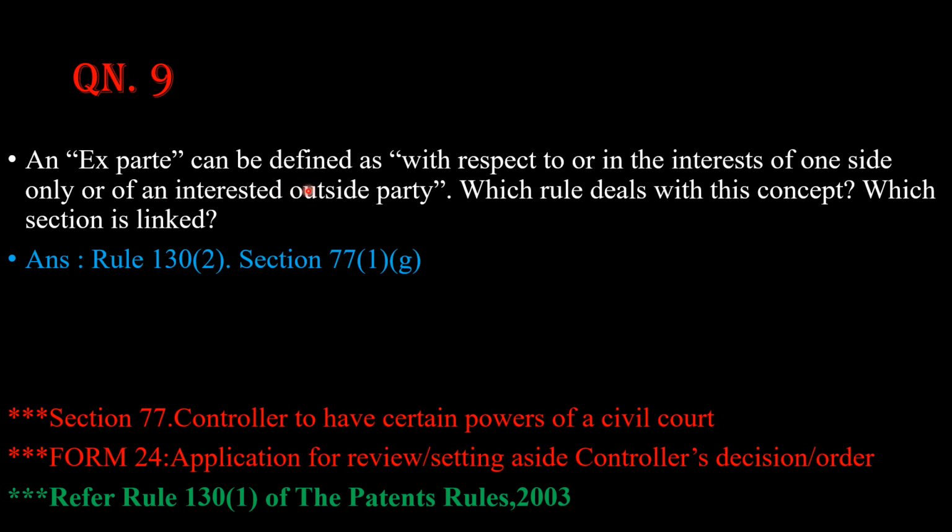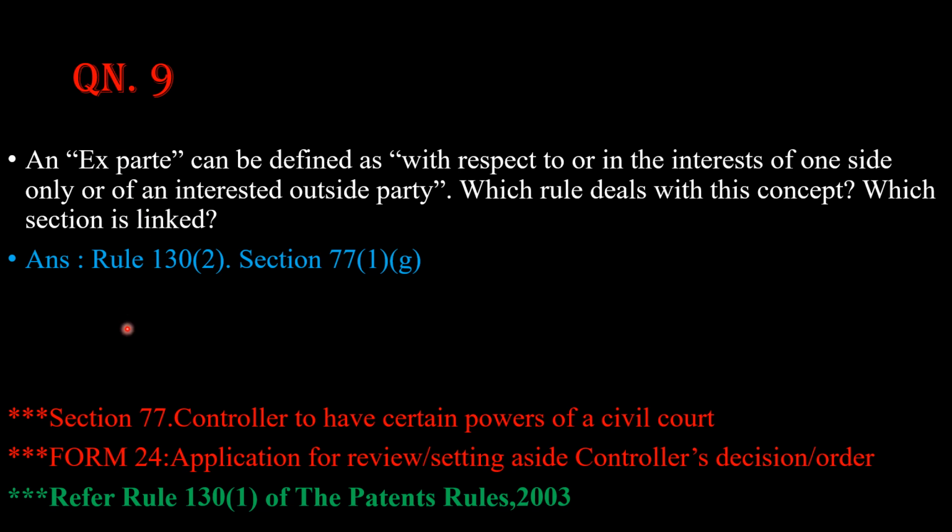An ex parte can be defined as with respect to or in the interest of one side only or of an interested outside party. Okay. Which rule deals with this concept? Which section is linked? Okay. Now, actually, when we observe this statement, a definition of ex parte is given here. That's why it is written like ex parte can be defined as with respect to or in the interest of one side only or of an interested outside party. Okay. Now tell me, which rule deals with this concept? Which section is linked?